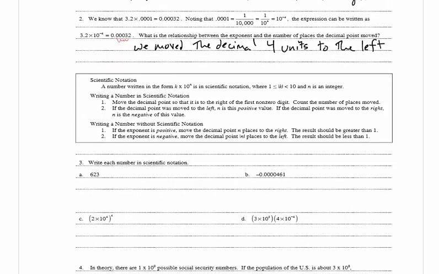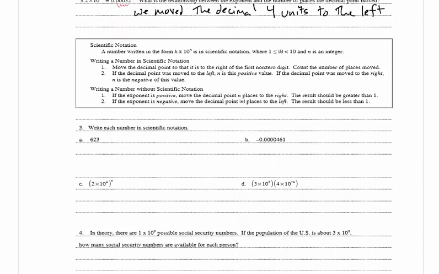In 3, it says write each number in scientific notation. And it's important to remember that when you're writing it in scientific notation, we're going to write it in the form of k times 10 to the n. The absolute value of k needs to be between 1 and 10.